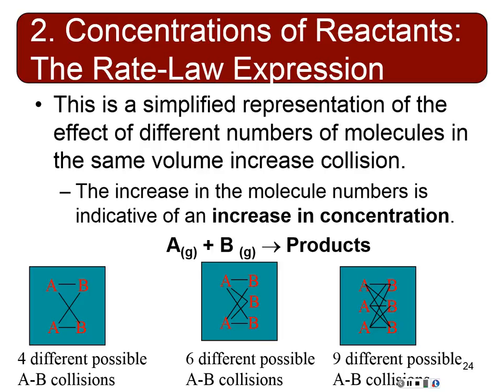This is just simplified, and this should make sense just talking about collisions. The more collisions that you have, the higher the probability that you're going to form product faster, right? If you just have 2 reactants here, you have 4 possible collisions. If you have more B, so A and B are our reactants, if you add a little more B, then you have 6 different possible collisions. If you add a little more A and B, your concentration goes up, and now you have 9 different possible collisions. So the idea here is the more collisions that you can have, the higher the probability that the collisions are going to be effective.